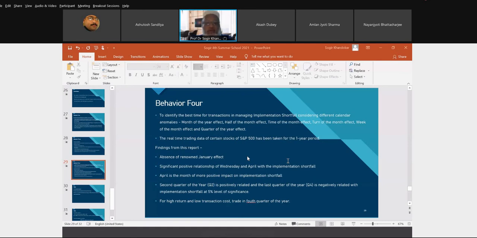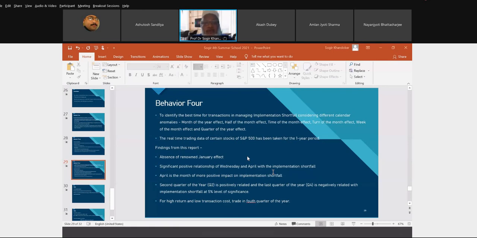Due to fewer sellers, traders create a high bidding fear in the market. As a result, implementation shortfall rises. However, the research finds a significant relationship in the half of the month effect, time of the month effect, turn of the month effect, week of the month effect, and quarter of the year effect in the S&P 500 index.